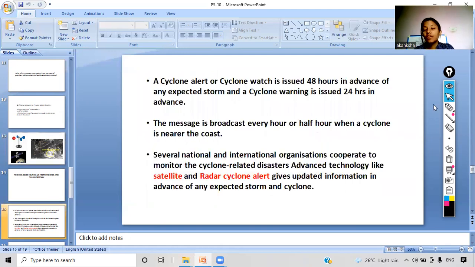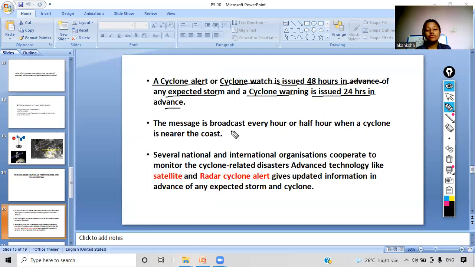Okay, so now coming to the more details. So first point is a cyclone alert, right? A cyclone alert or cyclone watch is issued 48 hours in advance of any expected storm, and a cyclone warning is issued 24 hours in advance. Why are they giving this in advance? So that we can prepare ourselves and hide in safer places so that these cyclones do not affect us much.